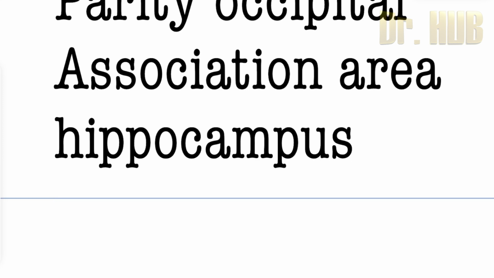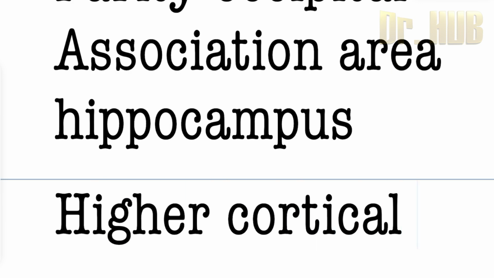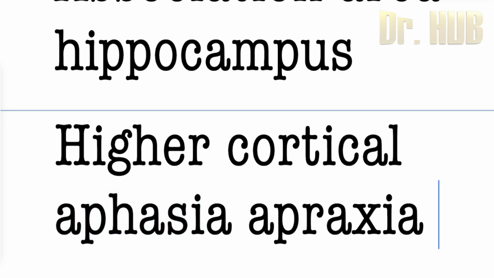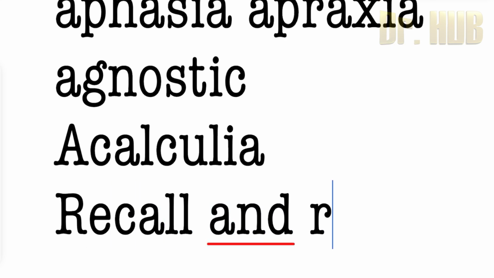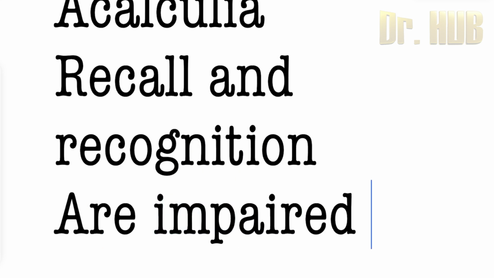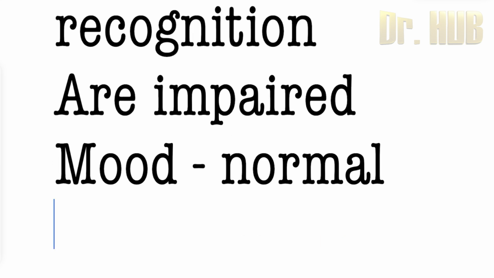Then what are the higher cortical symptoms? The higher cortical symptoms include aphasia, apraxia, agnosia, as well as acalculia. Now, motor symptoms: there are none. Memory-wise, both recall and recognition are impaired. Now looking at the mood, it is almost normal.